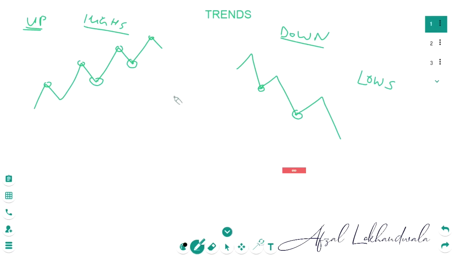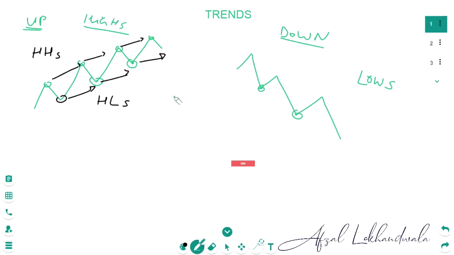Now if we look at the uptrend, we see that the highs being formed are getting higher. See, the highs are getting higher. So in an uptrend, we say that we see higher highs. As far as the lows are concerned, we see the lows are also getting higher. So in an uptrend, we have higher lows.